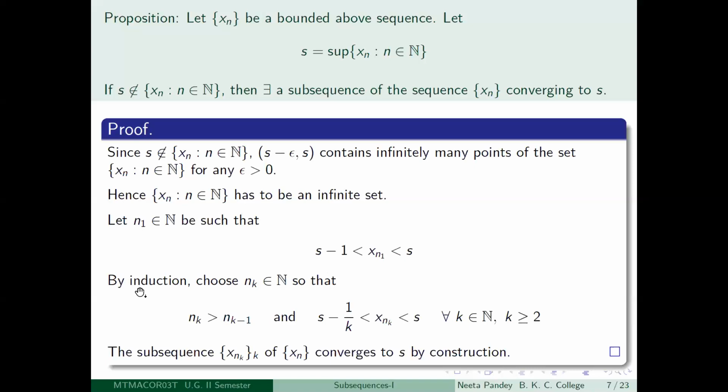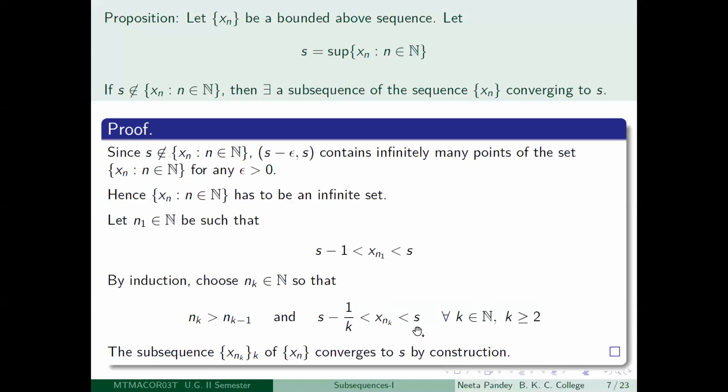If you want to say it precisely, then by induction you choose an nk belonging to the natural numbers so that nk is greater than nk minus 1, and s minus 1 by k is less than xnk is less than s, right? And this you do for all positive integers k greater than or equal to 2. Then you will get a subsequence, because this ensures that you do get a subsequence.